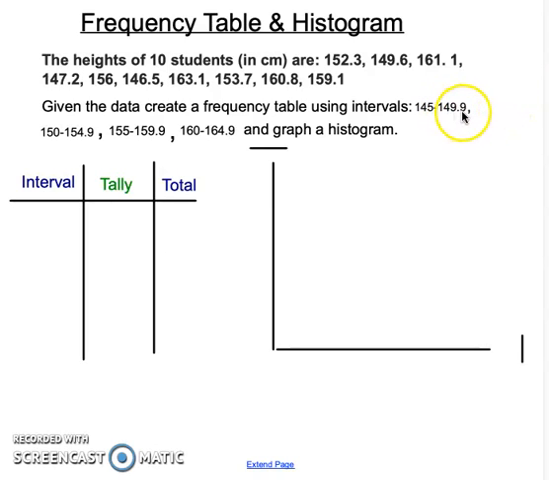So if this stops at 149.9, and this one picks up at 150, there's not going to be any number that falls between those 2 categories. Because to get between those 2 categories, you need to use more than 1 decimal point. Okay, so that's why I have decimals here where I didn't have those in the last one. If these were all whole numbers, then I could have just gone to 149 and then picked it up at 150.